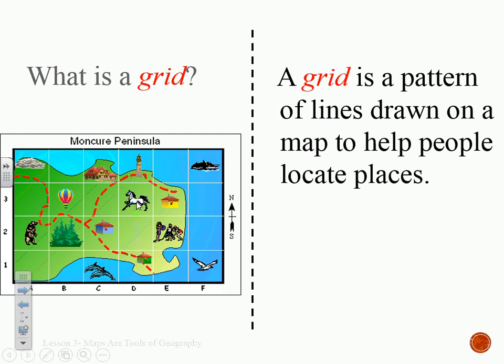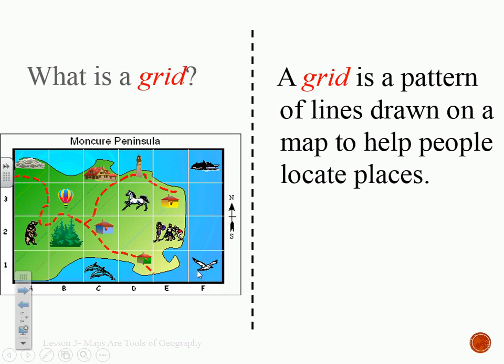So now, where is the seagull, the bird, located? Where is the seagull located? If we look, the bird's here, so we know that it's in 1, and it's in F. So it's in F1. The seagull's in F1. A grid just helps you pinpoint where places are and talk about different places where they are.